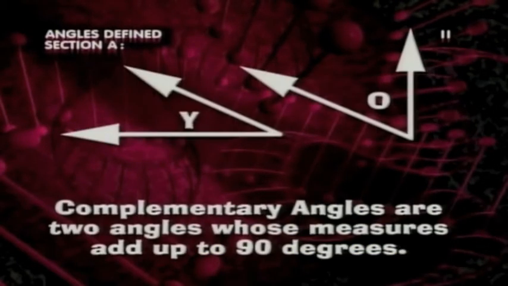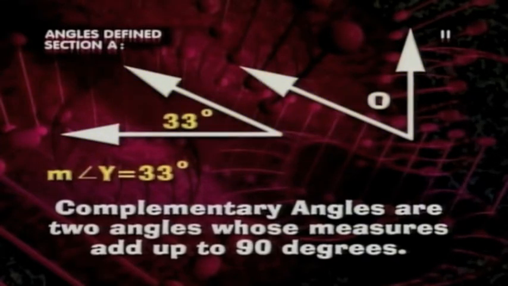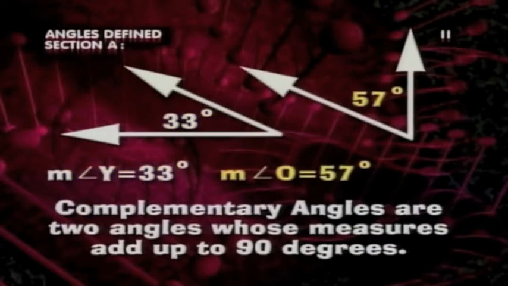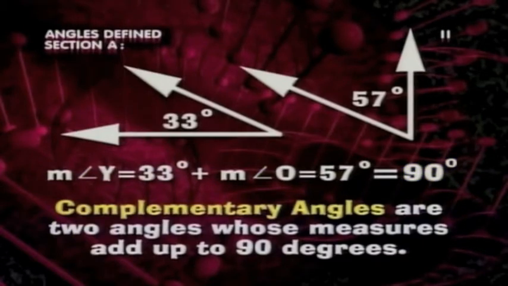Next, let's look at complementary angles. Complementary angles are two angles whose measures add up to 90 degrees, like angles Y and O here. The measure of angle Y is 33 degrees, and the measure of angle O is 57 degrees. If we add the measures of angle Y and angle O together, we get 90 degrees, the measure of a right angle. So angles Y and O are complementary.